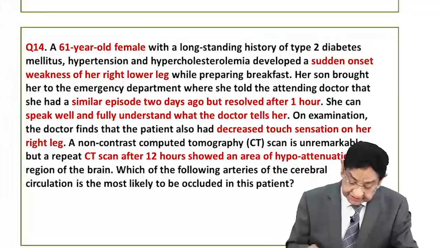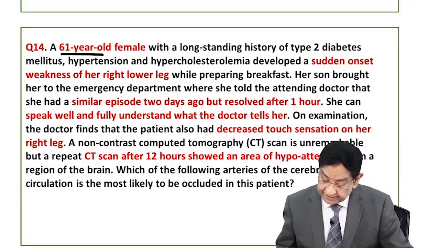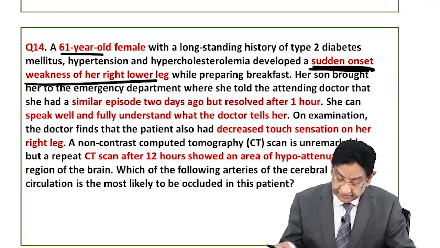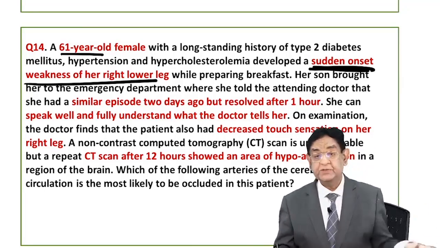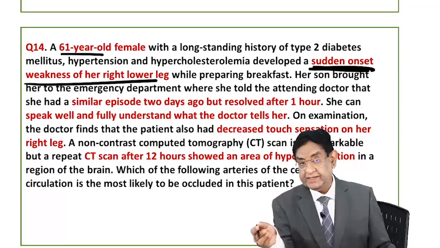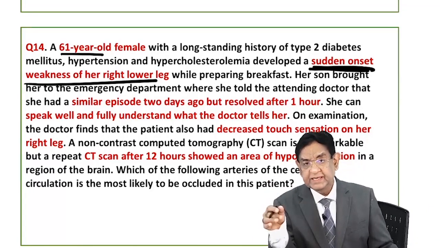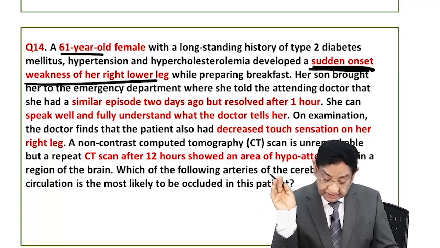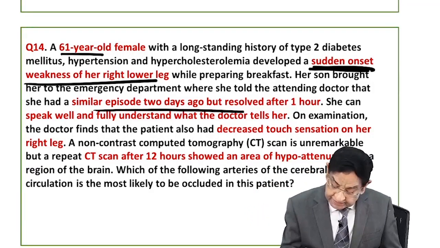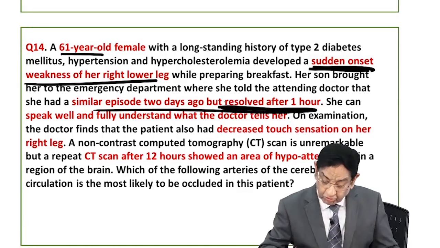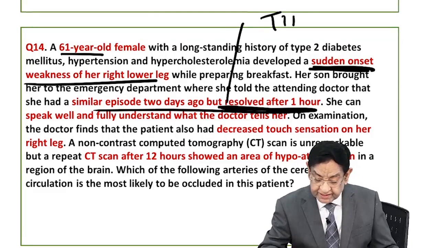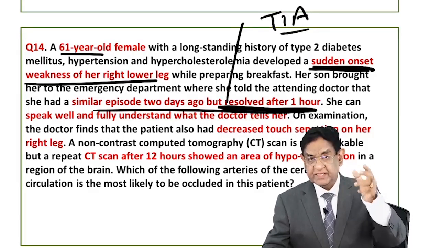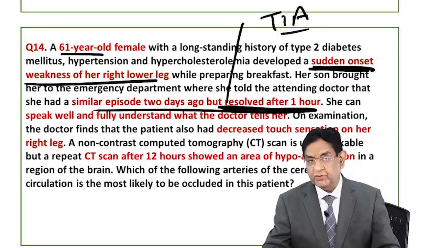Question 14, again a 61-year-old lady, sudden onset of weakness, right lower leg. So it is a stroke. As per definition, anything sudden onset in neurology is a vascular phenomenon. She had 2 episodes over 2 days, but each resolved within 1 hour. Oh, she is a case of TIA, transient ischemic attack, with a deficit that resolves within 24 hours.